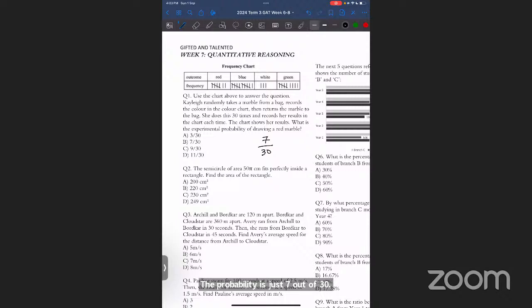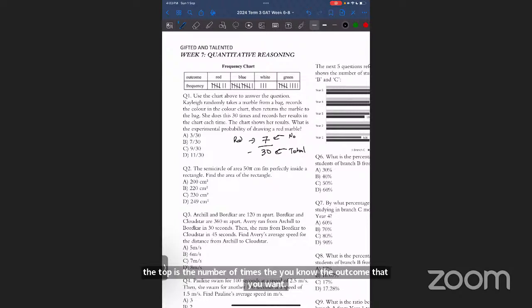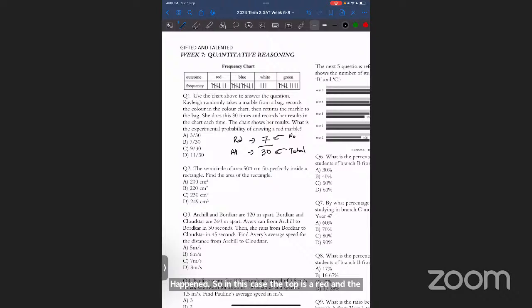A quick way to think about it, if you're not fully sure about probability: the bottom number is always the total possibilities, or the total number of outcomes that has happened, and the top is the number of times the outcome that you want happened. So in this case, the top is the red, and the bottom is all the colors, or all the outcomes that have happened. All right, so let's take a look at question number two.